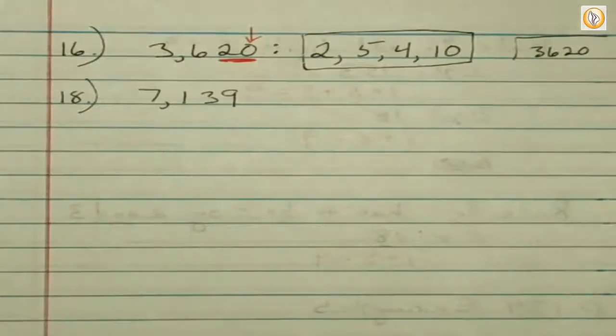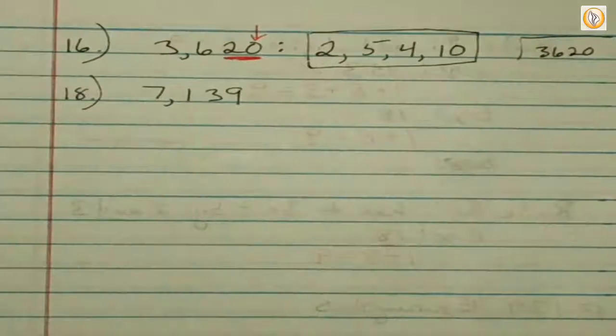7,139. Can anyone think of a number that can go evenly into it? Tanner, I'm pretty sure 3. Did you add up all the digits? No, ma'am. Then do it. Don't guess. There's no guessing in math.